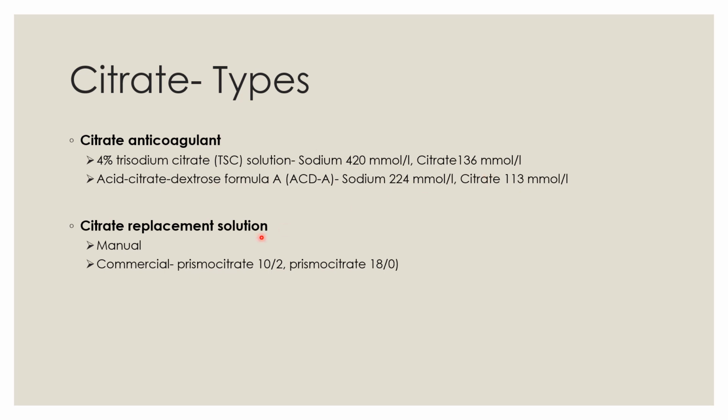The other form of solution is a kind of buffer solution containing citrate. These are balanced isotonic solutions which can be used for anticoagulation and as a pre-dilution replacement fluid, known as citrate replacement solution. Currently, there are mainly manual citrate-based replacement solutions and commercial solutions. Prismocitrate is a commercial solution. Remember, citrate-based replacement solution cannot be used for post-dilution or dialysis.